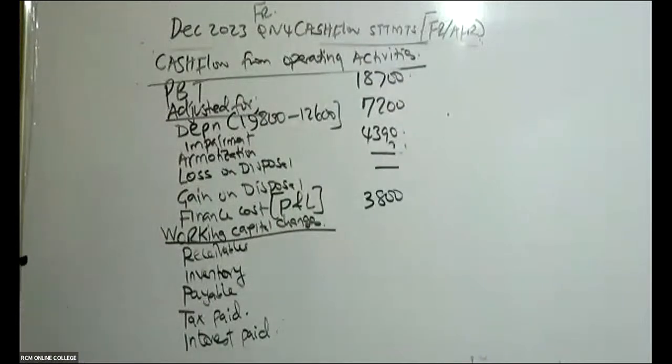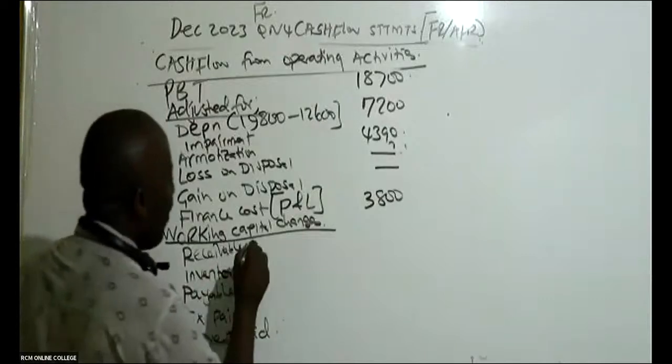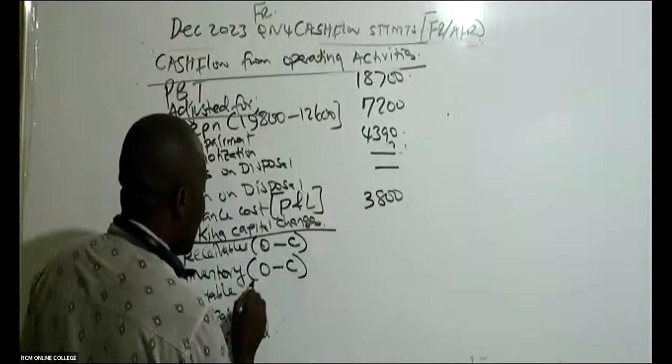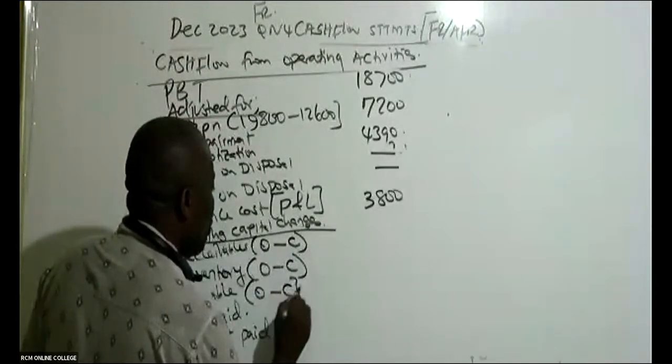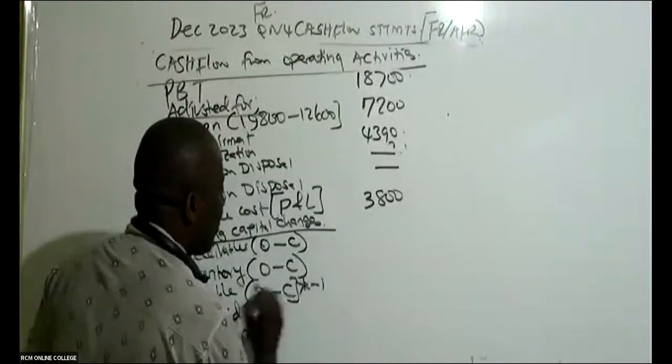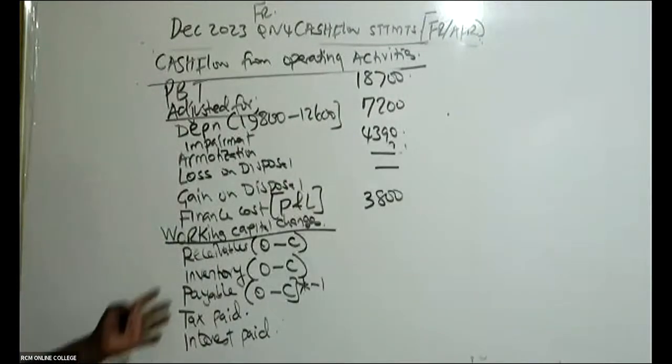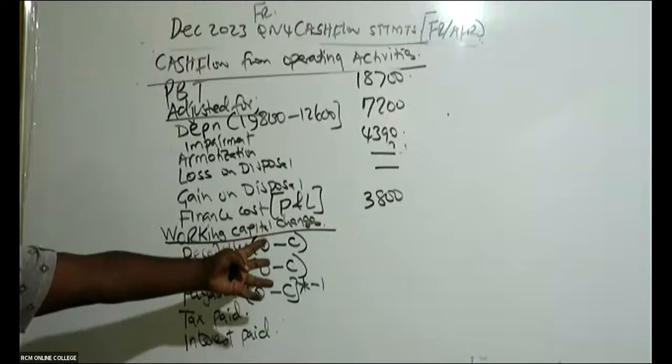Then you come in this case here to working capital changes. Working capital changes, these are free marks. Why are they free marks? Because it is all about saying O minus C. This is payable, a liability. You say O minus C multiplied by -1, because being a liability, you must change it. O is opening, C is closing.